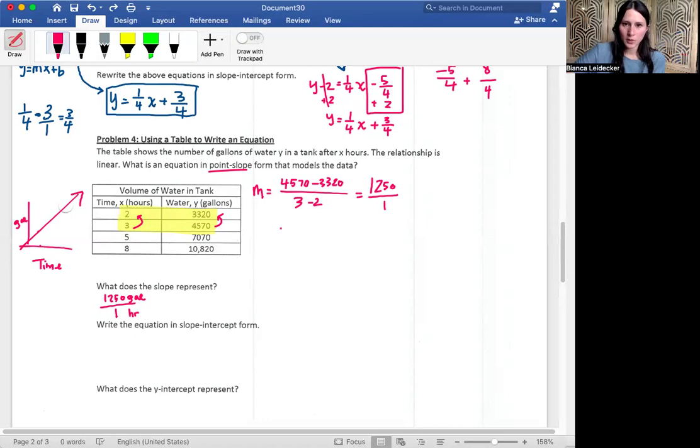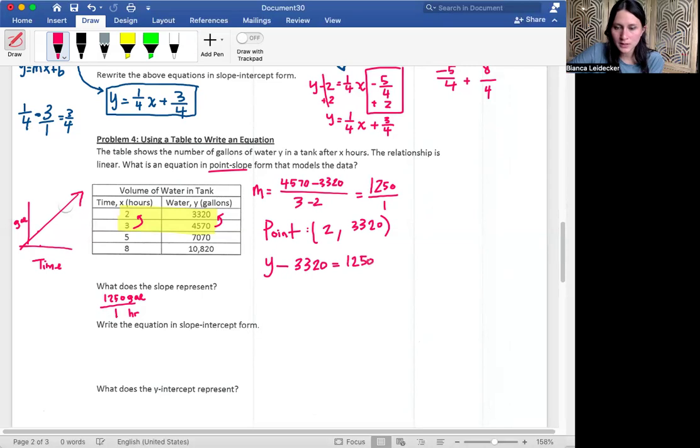Let's go back to finishing our equation. When we're writing our equation, we just have to identify one point for point slope. So let's just pick the first one, and that would be (2, 3,320). Now to write it in point slope form, it's going to be y minus 3,320 equals 1,250, which is the slope, times x minus 2. That is your equation in point slope form.